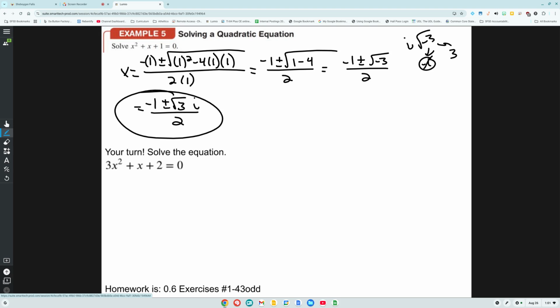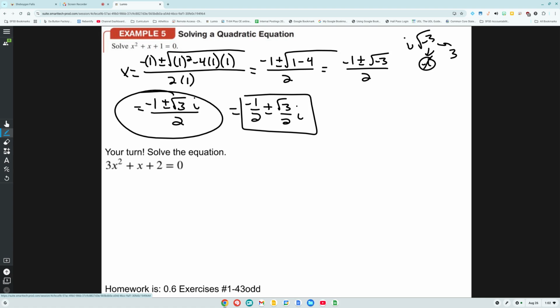If I really, really, really wanted to put this in standard form, you would see this written as negative 1/2 plus or minus the square root of 3 over 2 i. They are the same, slightly more proper here, but the idea is that we have two solutions, one where we have plus this imaginary portion and one where we have minus this imaginary portion.